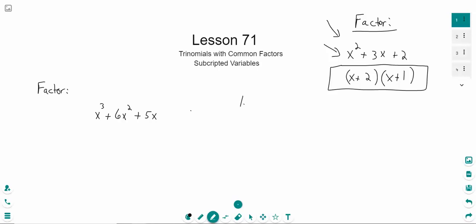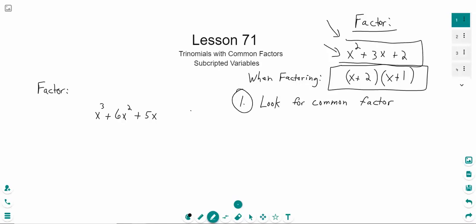And that's so important. I'm going to write that down, actually. This is the first step when factoring. First step, number 1, is to look for common factors. Okay, that's the first step. And then only after that step would we go on to look at this trinomial and try to break it up into binomials. Okay, so this is always the first thing that we are going to do, look for common factors.